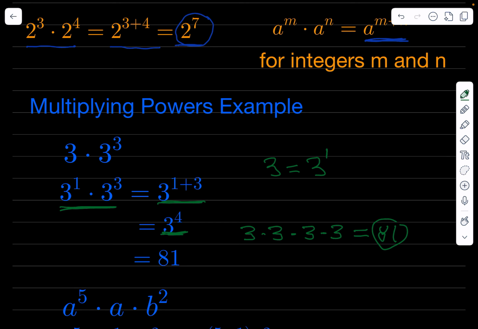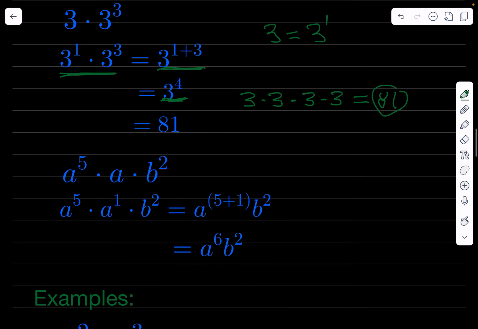Now, let's look at an example using variables. Okay? So here, we have a to the fifth times a times b squared. Now, back at the top, we talked about the base. So I have 2 bases with an a and 1 base with a b. So we cannot mix the a and the b. So I'm going to rewrite this. A to the fifth, a to the first, right? We didn't write the 1 up here, but for bookkeeping, I write it there.